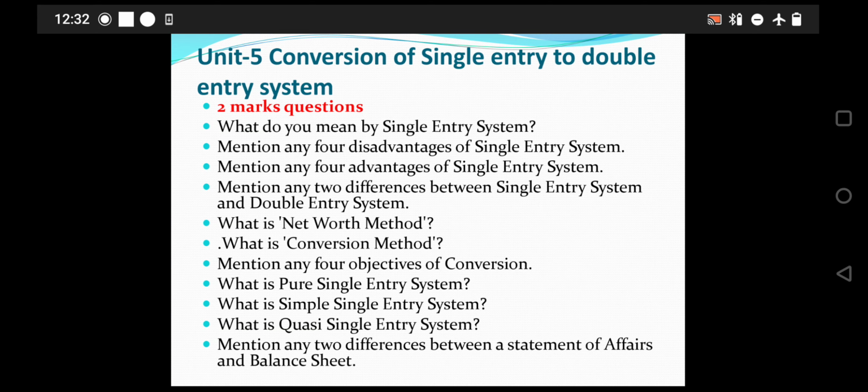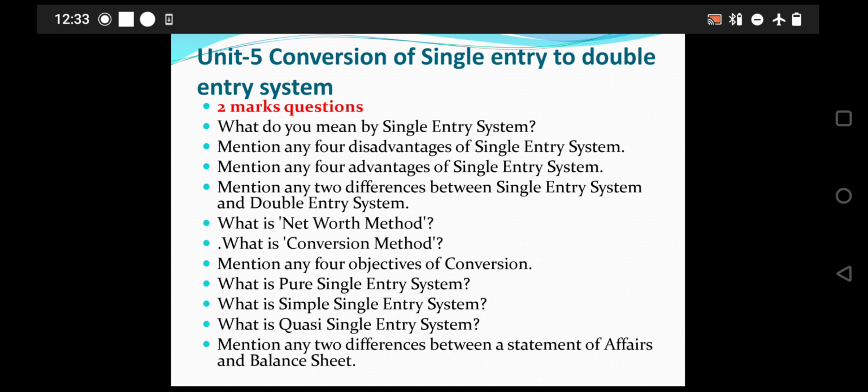And mention any 2 differences between the statement of affairs and the balance sheet. See, the balance sheet will be prepared to know the financial position of the company, and it is prepared under the double entry system. And the statement of affairs will be prepared under the single entry system, and it is prepared to ascertain the capital. We will not come to know any financial position.